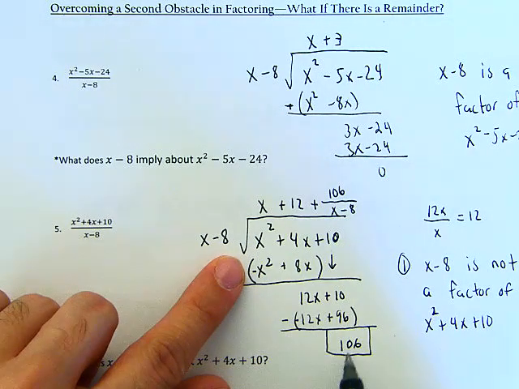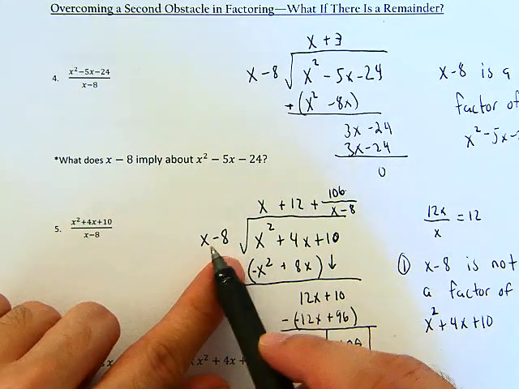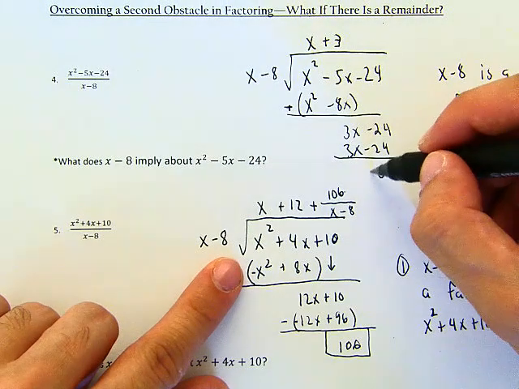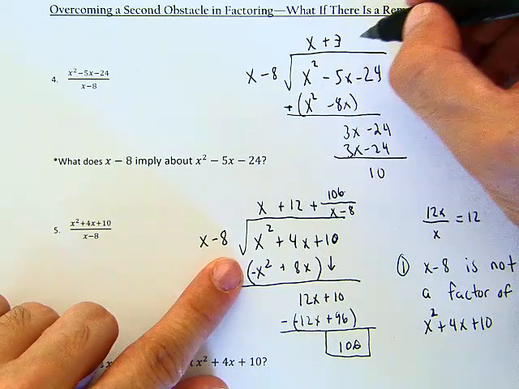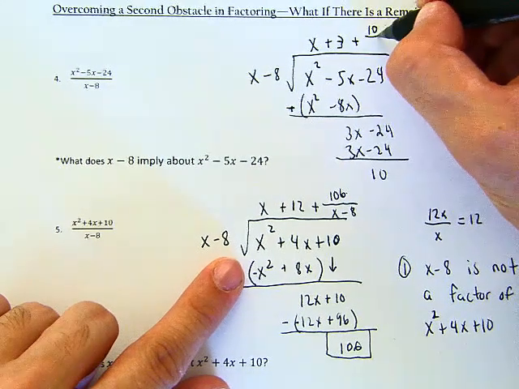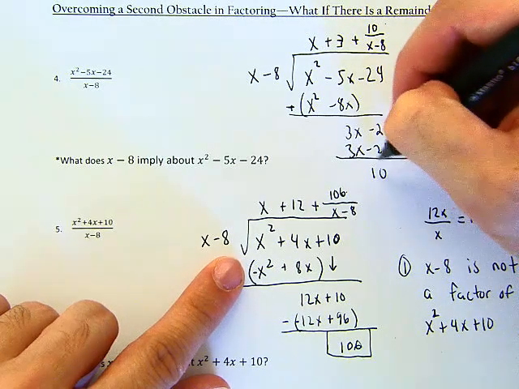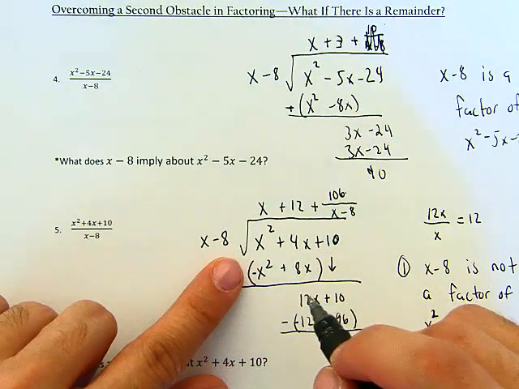So anytime you get a remainder, you take this remainder, you put it on top, and whatever you were dividing by goes on the bottom. For example, if this was a 10 over here for this problem, what would I do? I just say plus 10 over that x minus 8. If that was a 10. But it was a 0. And that's the idea if there was a remainder.